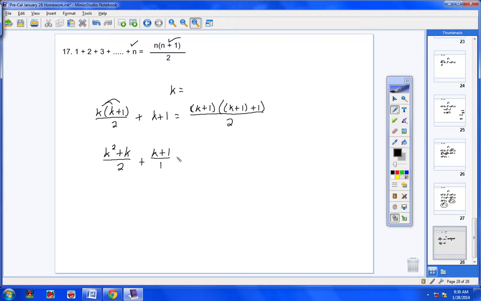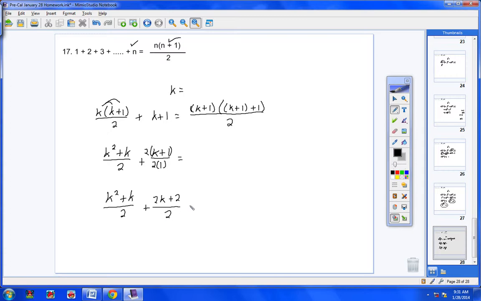Now the reason I did that is obviously I'm going to have one fraction over here, so I'm going to have to combine these two. Now in order to combine these two fractions to get one fraction over here so it matches this side, I'm going to have to get a common denominator. A common denominator for 2 and 1 is 2. So I'm going to multiply the bottom of this fraction by 2, but I must also multiply the top of this fraction by 2, and if I do that correctly, I will come up with k squared plus k all over 2 plus 2 times k is 2k, 2 times 1 is 2, all over 2.